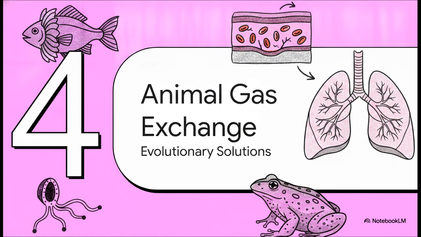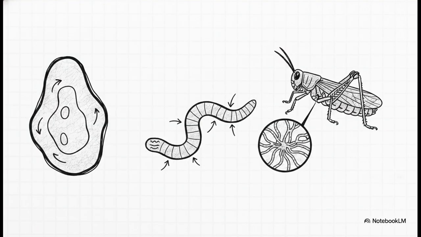Moving on to Section 4, Animal Gas Exchange Structures. Let's explore the crazy evolutionary solutions diverse animals have developed to exchange these vital gases. Because animals live in wildly different environments, nature had to engineer a highly specialized structure for every scenario.